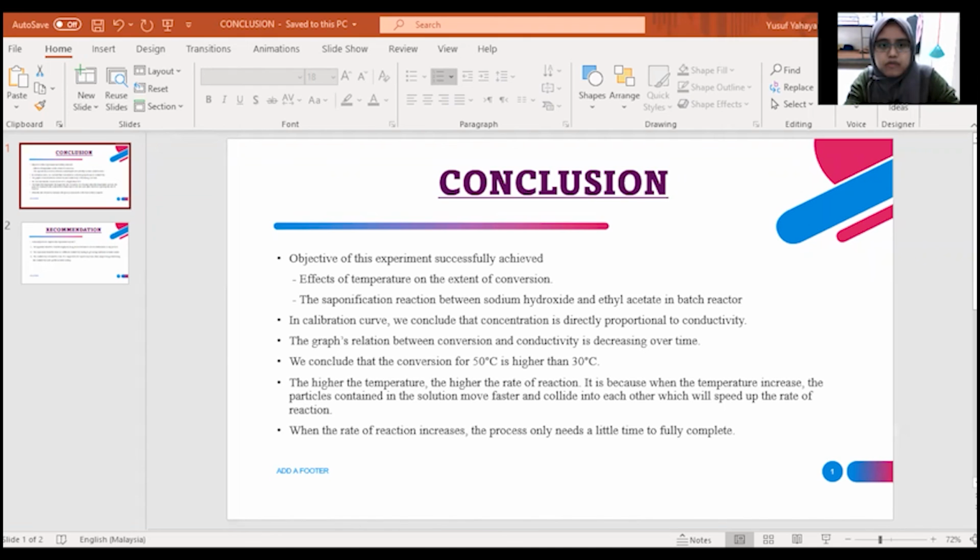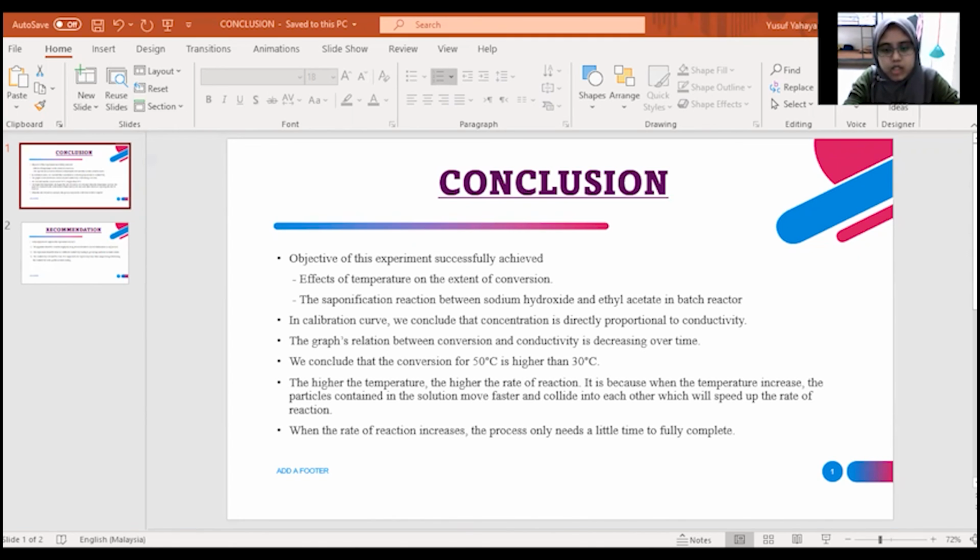For the graph of conversion versus time at temperature, we conclude that the conversion for 50 degrees Celsius is higher than 30 degrees Celsius. However, the rate of reaction was affected by temperature. The higher the temperature, the higher the rate of reaction. It is because when the temperature increases, the particles contained in the solution move faster and collide into each other, which will speed up the rate of reaction. When the rate of reaction increases, the process only needs a little time to fully complete. So the objectives of this experiment, as stated above, are successfully achieved.